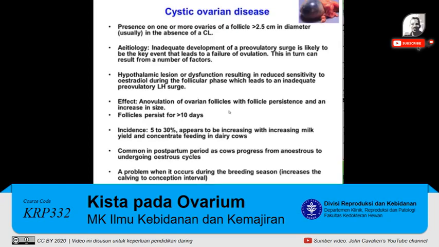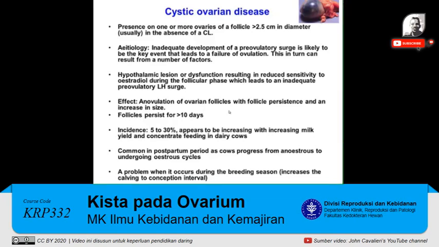And if this occurs, then the cells lining the follicle can continue to produce hormones, and the follicle can increase in size. This cyst-like ovarian structure usually persists on the ovaries for an extended period of time, usually more than 10 days, and it can be in the order of a number of months.